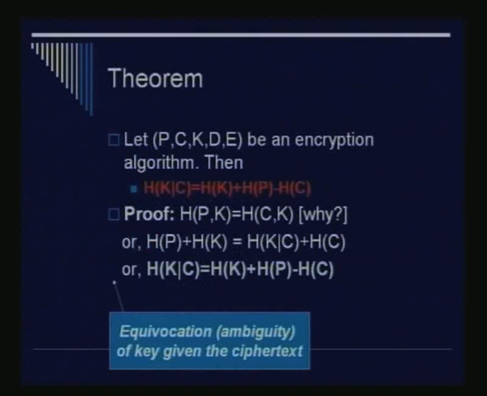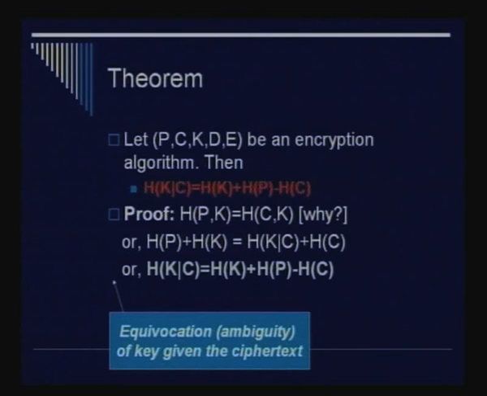Today we will try to prove this theorem. It says that if there is an encryption system, say (P, C, K, E, D), a 5-tuple encryption system, then H(K given C) is equal to H(K) plus H(P) minus H(C). This is also called the equivocation of the key, the equivocation of the key given the ciphertext. What does equivocation of key mean? It is something related to ambiguity. Because the ciphertext C is leaked to you, the question is, what is the amount of uncertainty that still remains about the key?